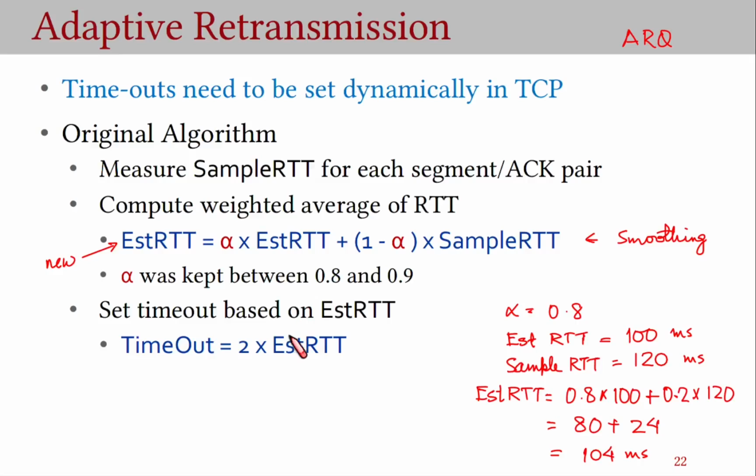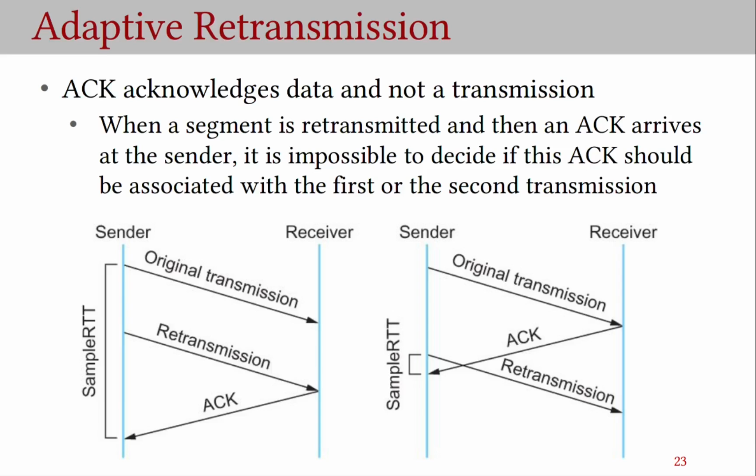Well, a problem with this algorithm is that the acknowledgements acknowledge data and not a retransmission. So when a segment is retransmitted and then an ACK comes, it is impossible for the sender to decide whether the ACK is associated with the original transmission or the retransmission. So here is a diagram that shows that. This original transmission followed by retransmission and ACK.